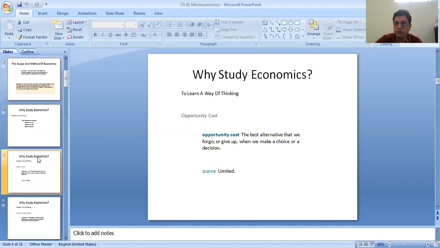Opportunity cost, in a simple definition, means the best alternative that we forgo or give up when we make a choice or decision. Here, scarce means limited, which will be finished if we use more. In other words, opportunity cost means what we are going to pay to get something. That is opportunity cost. I will discuss this simple question here about that chapter also.